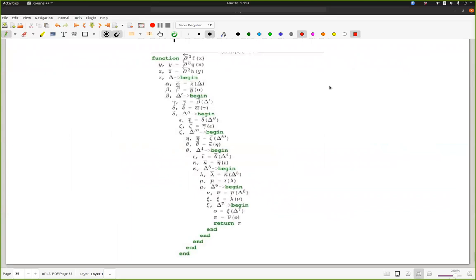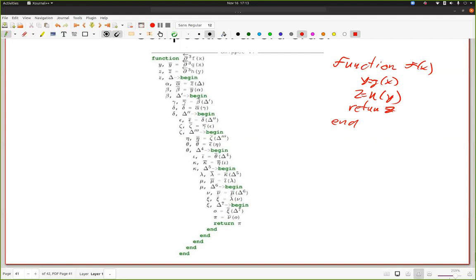So this is the function f. It just calls g of x, and then it calls h of y, and then it returns z. So this is our original function. Okay. So if we apply the third order reverse mode functor to this function f, this whole mess of things is what the source-to-source transformation will actually spit out.